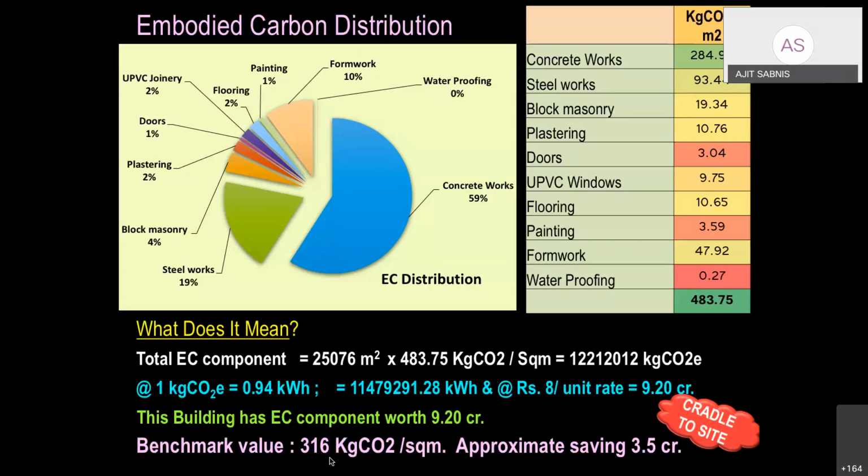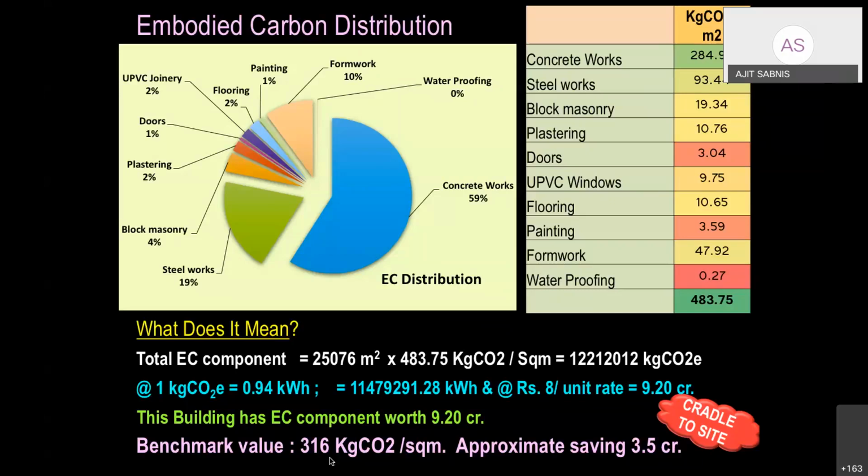What we are talking about is only one building. You can imagine the amount of construction that happens across the city, across the country, across the globe. This amounts to a massive, massive reduction in the carbon footprint. So this is as far as embodied carbon is concerned.